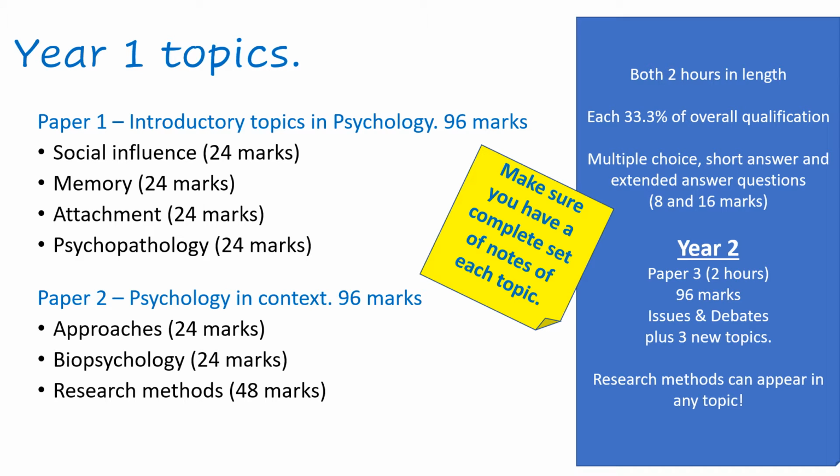Questions can be multiple choice, short answer, so 2, 3, 4 marks. You get 6-mark questions and also the extended answers for 8 and 16 marks. And as you know, there's a mixture of knowledge, AO1, application of knowledge to new situations, AO2, and evaluation, AO3. AQA are really keen students are good at research methods because it's the building blocks of all psychology. So not only do you have 48 marks on Paper 2, it turns up on any other section as well in the exam papers.